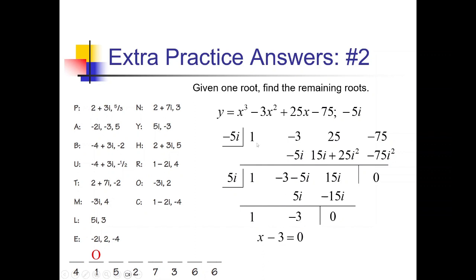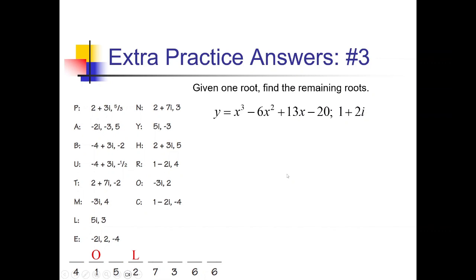So my solutions, we had the plus or minus 5i, and then this positive 3 that we got by doing synthetic division twice. 5i and positive 3, those are the things I'll be looking for in my answer choices. That's over here, that's an L, so that's going in spot 2.